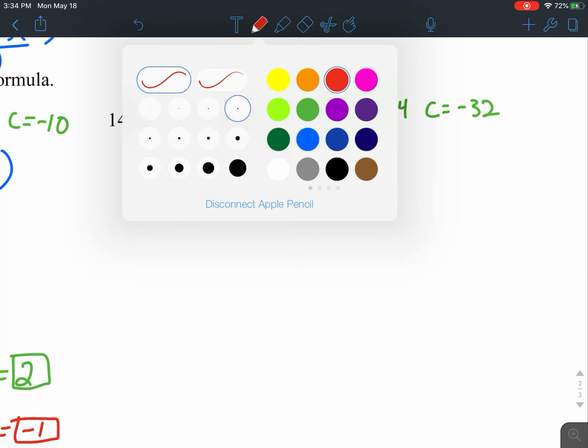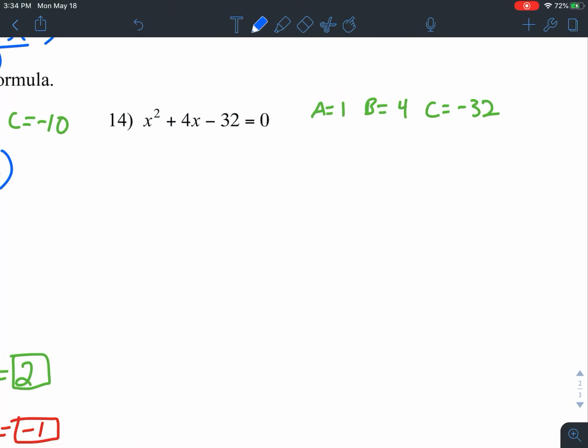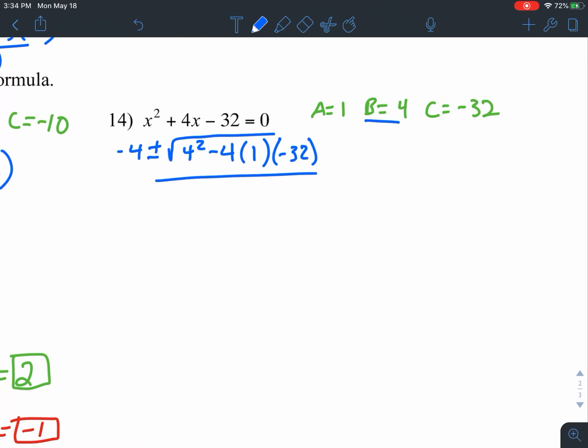14 now. We're ready to do 14, so let me go back. The formula says the opposite of b. Well, my b is positive 4, so the opposite would have to be negative 4. Negative 4 plus or minus the square root of 4 squared minus 4 times 1, which is your a, times your c, which is negative 32, all over 2 times 1.